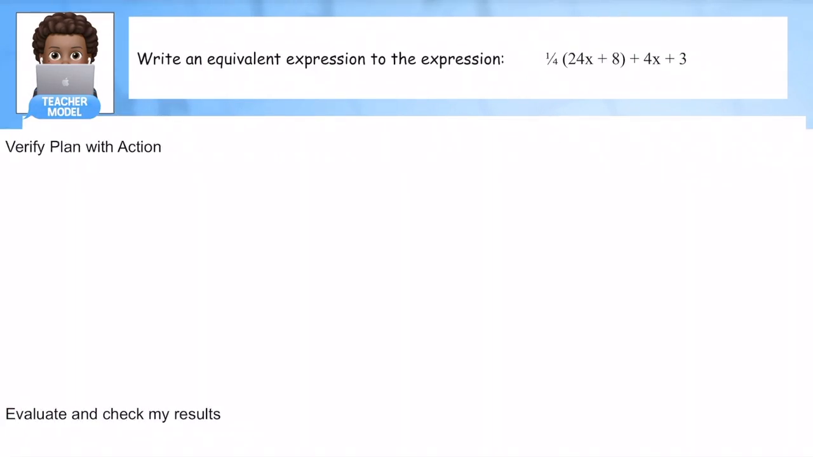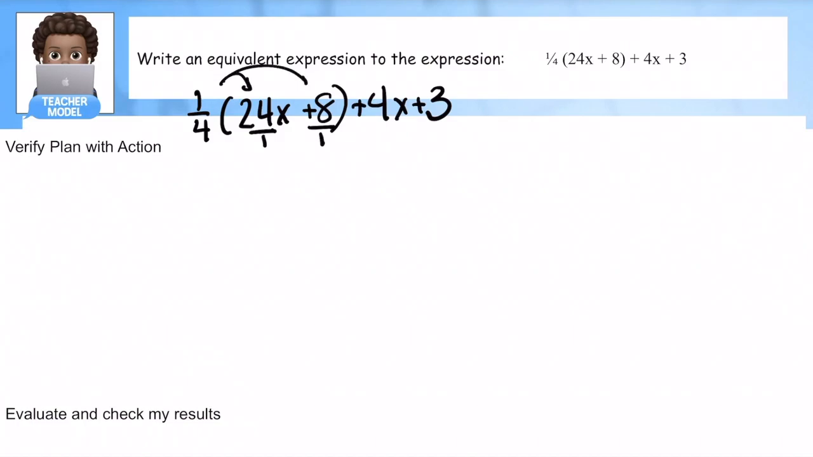All right, let's start by using our properties. I'm going to start with our distributive property. I'm writing my original expression. And because I have a fraction in front, I'm going to just put one at the bottom to make these fractions while I distribute. Okay, so 1 times 24 is just 24. And 4 times 1 is 4.